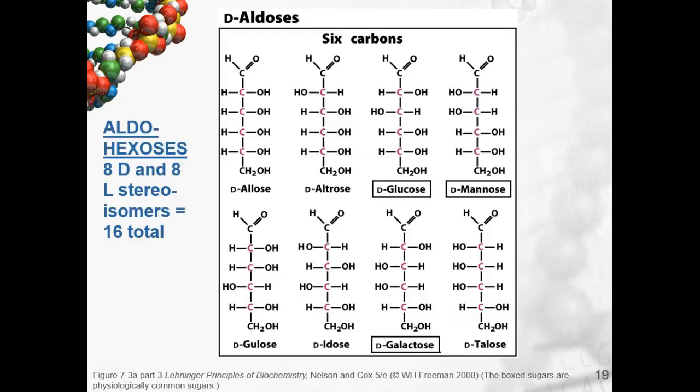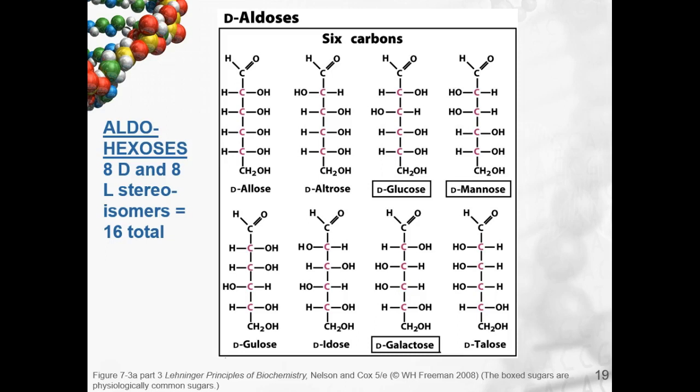So here are 8 of them. These are all the Ds. We have D-allose, D-altrose, D-glucose, D-mannose, D-gulose, D-idose, D-galactose, and D-talose. And again, the physiologically important sugars have boxes around their names. The 4 chiral carbons are shown in pink. So these are the D-aldoses.